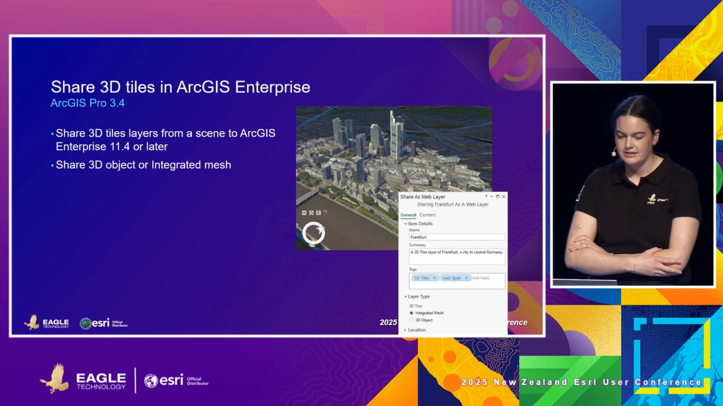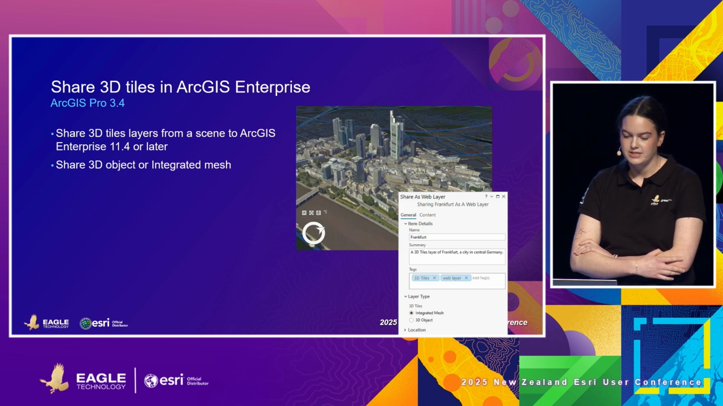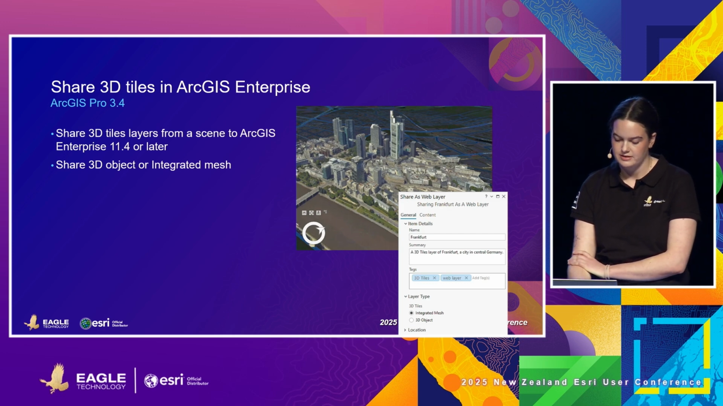And finally, in ArcGIS Pro 3.4, you can also now share 3D tile layers in ArcGIS Enterprise. To do this, you'll need ArcGIS Enterprise 11.4 or later, and this can be shared as an integrated mesh or 3D object, providing large-scale immersive visualizations.